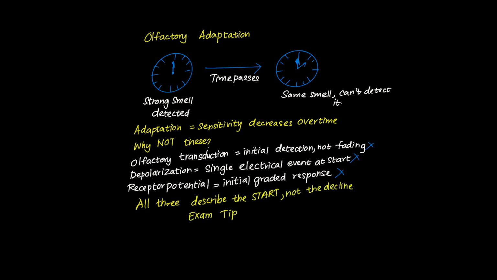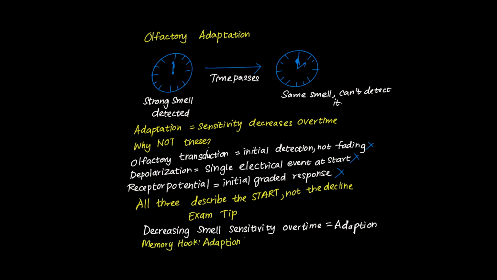Here's a WGU D312 OA exam tip for you. Smell something, then stop smelling it, even though it's still there, equals adaptation. If a question describes decreasing sensitivity over time, adaptation is the word they want. Quick hook. Adaptation equals sign your nose adjusts and stops noticing.